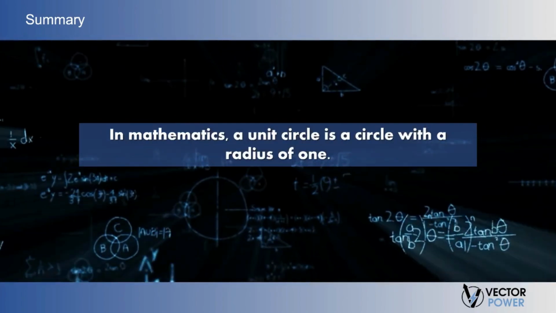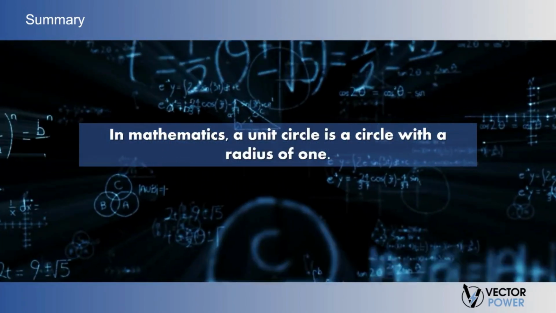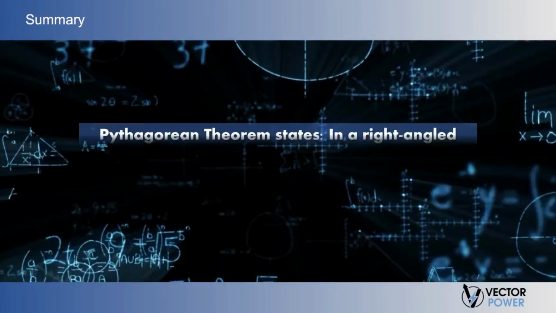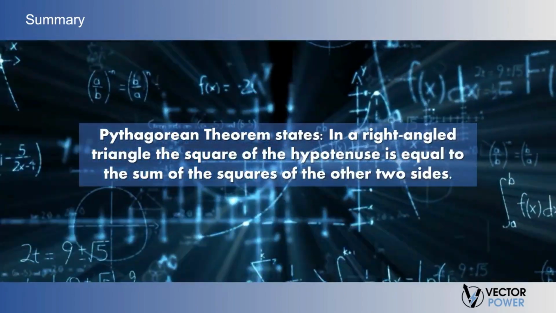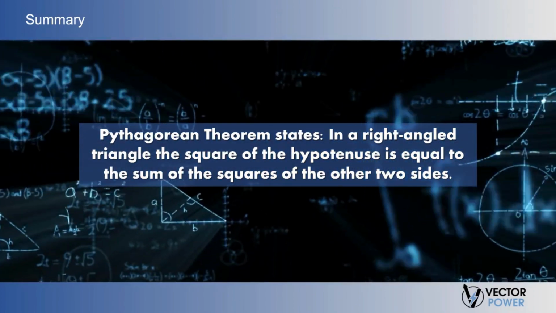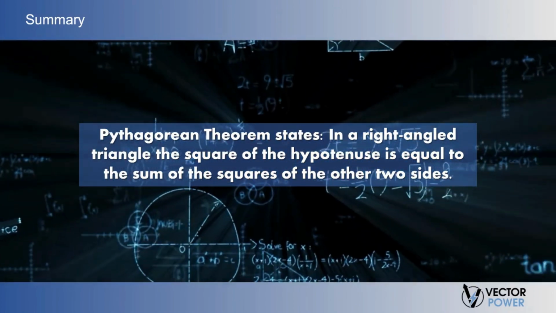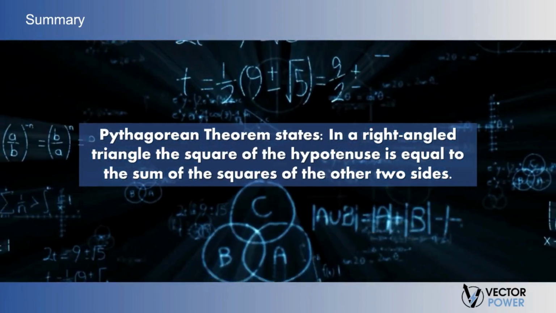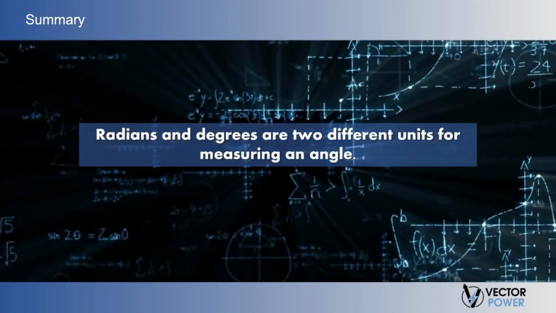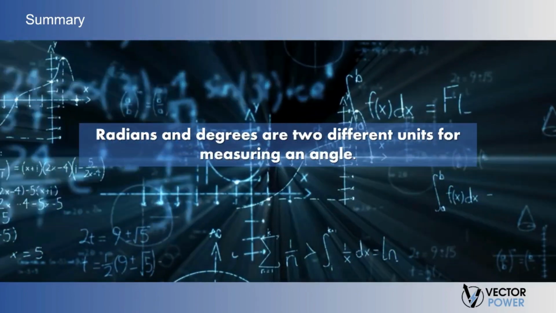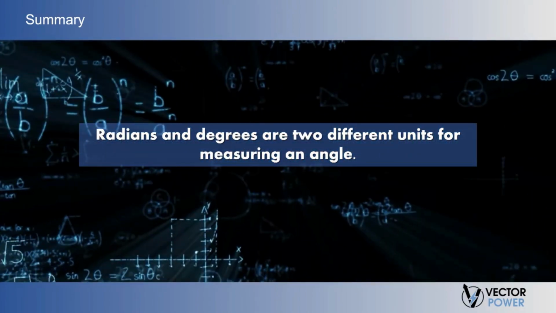In mathematics, a unit circle is a circle with a radius of 1. Pythagorean theorem states, in a right-angled triangle, the square of the hypotenuse is equal to the sum of the squares of the other two sides. Radians and degrees are two different units for measuring an angle.